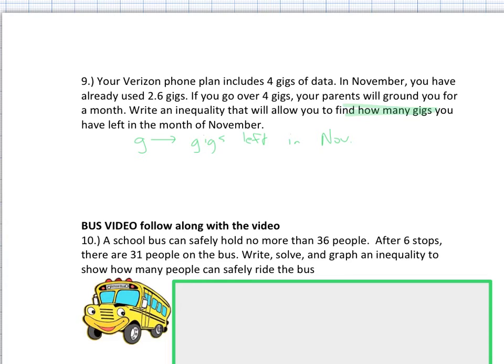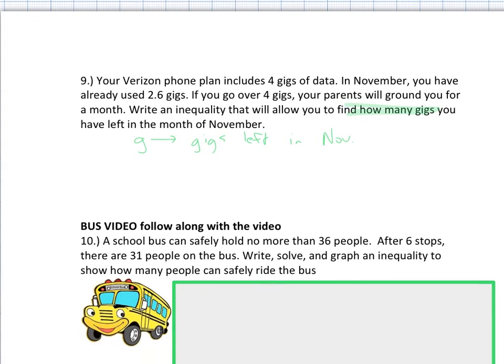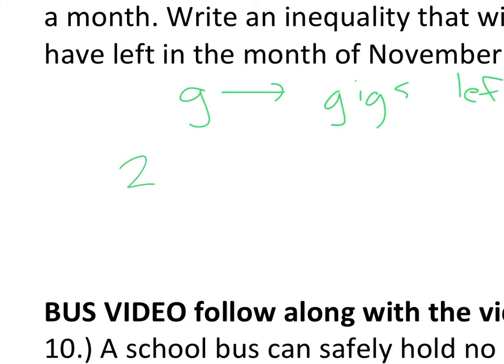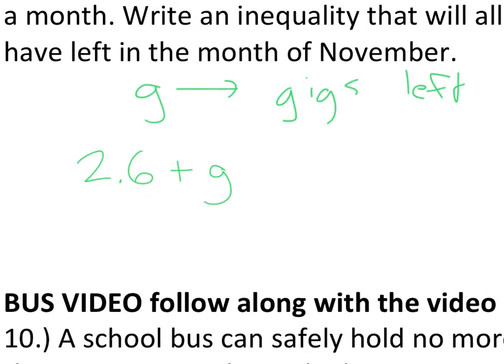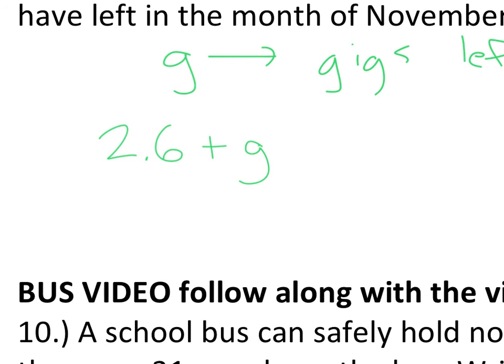Well, what we have here is, so far we have 2.6. That's how many you've already used. And you could use a certain amount more. We don't know how much that is, so we need to add G to that. So 2.6 plus G would be how many gigs you would use for November. However, that amount you use, that 2.6 plus G, cannot go over 4.